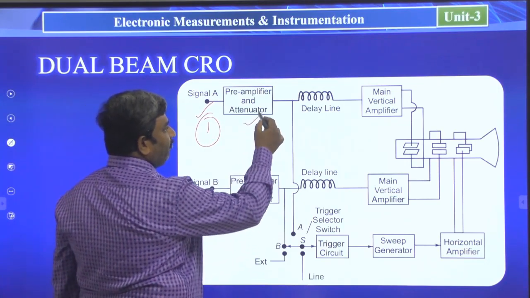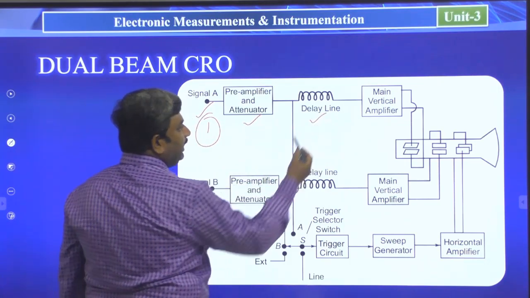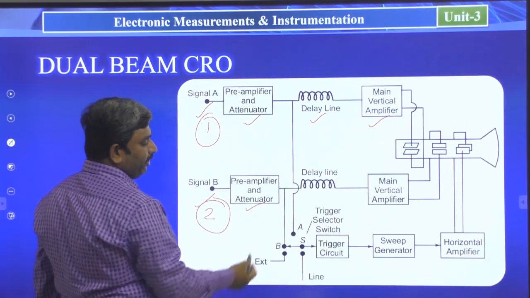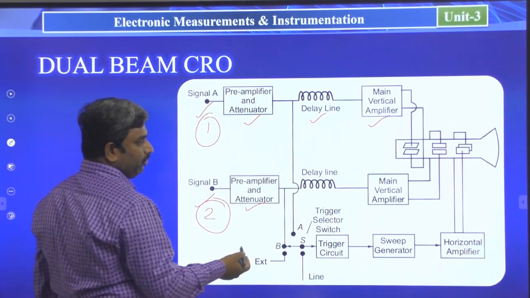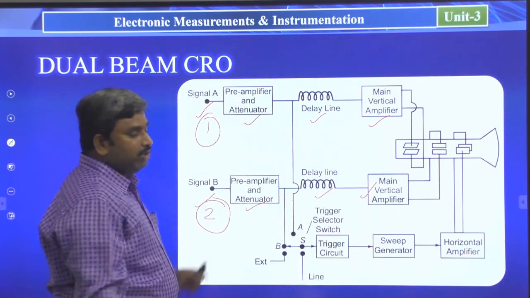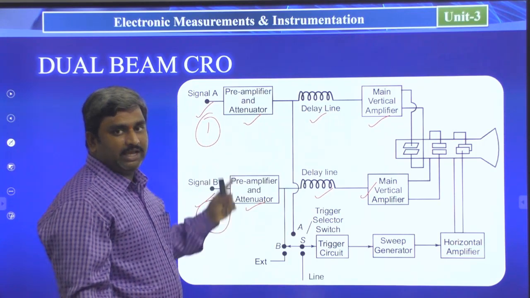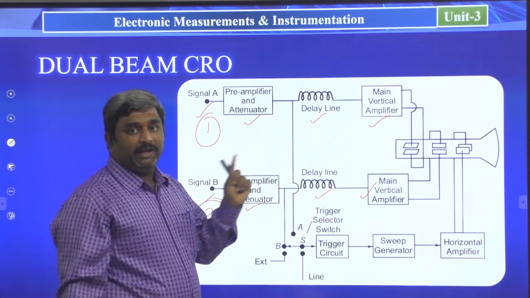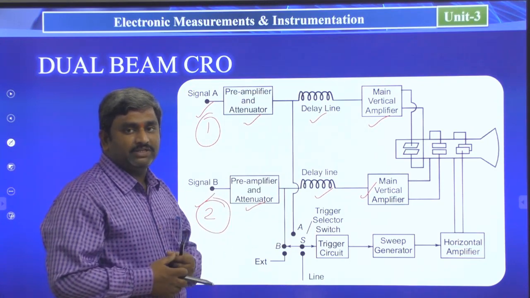Here the preamplifier and attenuator is available, delay line is available, main vertical amplifier is available. The same preamplifier and attenuator for signal B, that is channel 2, delay line for channel 2, main vertical amplifier for channel 2. So see here, these three components are the same for channel 1 and channel 2. But where are these two main amplifiers connected?